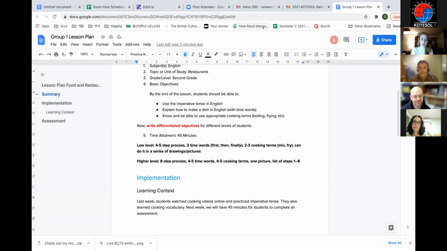Yeah, I think that looks great. It looks very appropriate. You're asking the same task, but the difficulty level is ramped up a little bit because we can expect more from our high level learners. So yeah, looks great. And we only have about 5 minutes, so let's sprint through some rubrics.